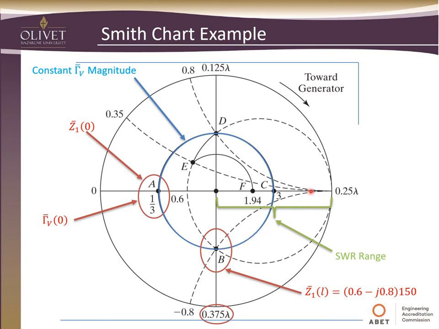So if we follow our circle here and see where it intersects that horizontal, we see that it hits right here, and we read off there, and that's 3. This means that our standing wave ratio at the load is going to be 3. That means we do have some reflected wave there. We do have some reflectance.